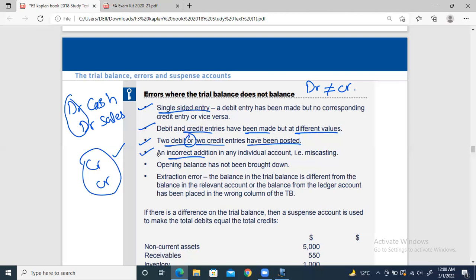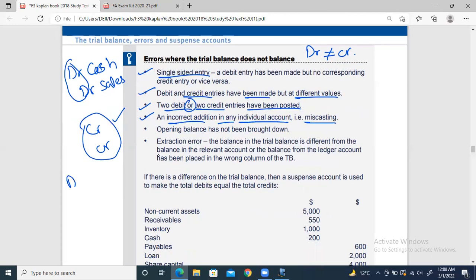An incorrect addition in any individual account, that is miscasting. It's again similar to this single side entry. Let's say we have done debit cash, credit sales, right? And it's saying an incorrect addition at any individual account. Miscasting basically means that in one account we picked the whole amount, but in the other account we missed something during the casting. Casting means the calculation. During the calculation, we might have excluded 10, right? So that is the explanation of this one.